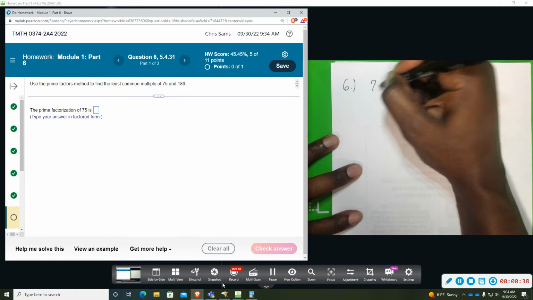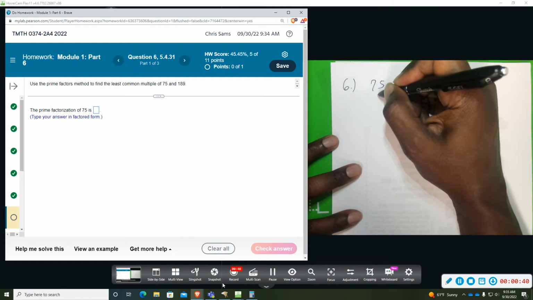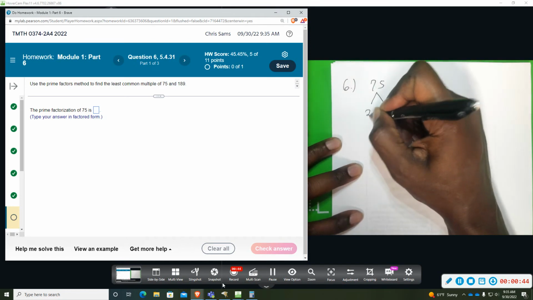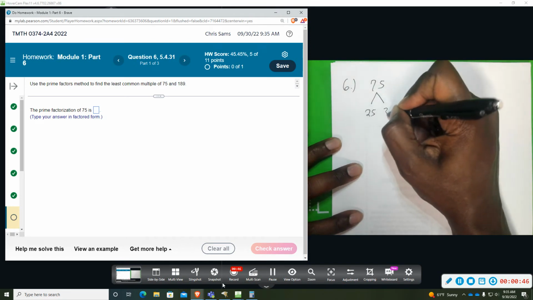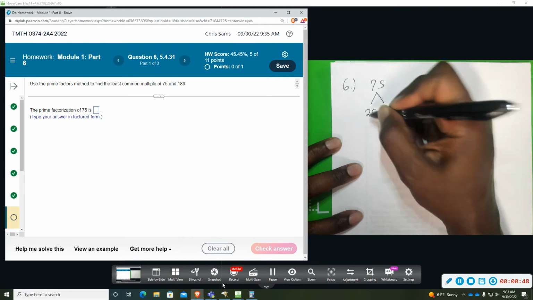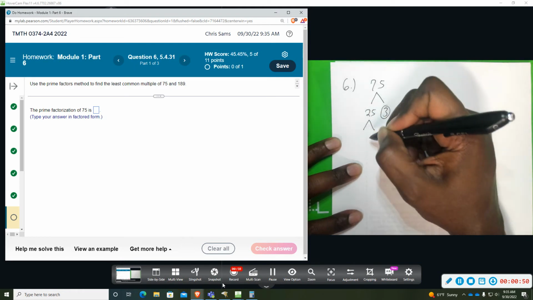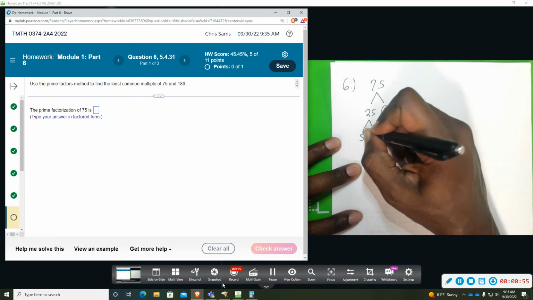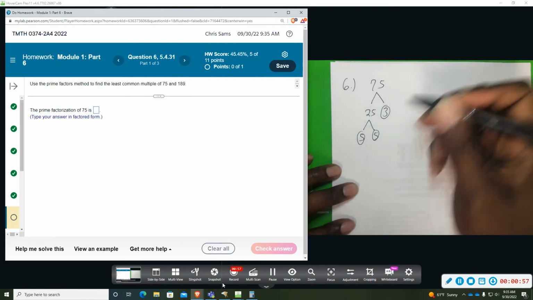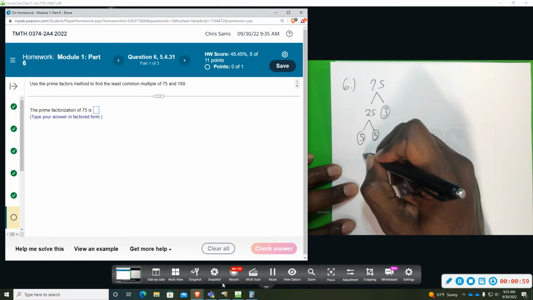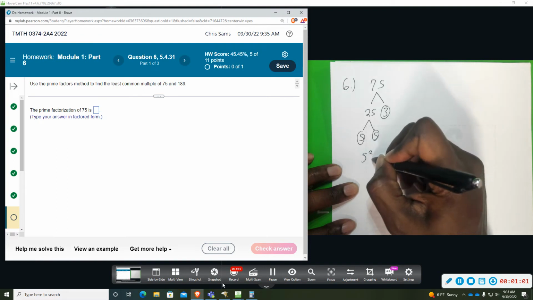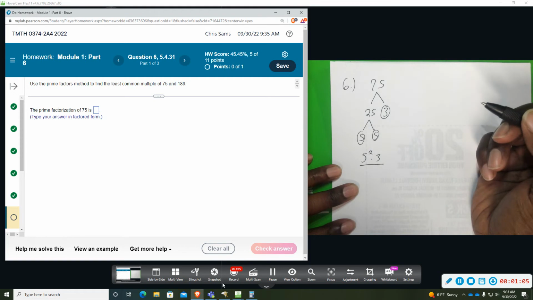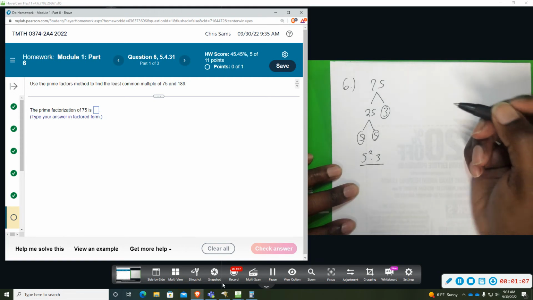So I'm going to take 75. I think of quarters, so I can divide this by 25 and 3. It's like 3/4. 3 is prime, and 25 can break down to 5 times 5. So I'm going to write this as 5 squared times 3. That's the prime factorization of 75.